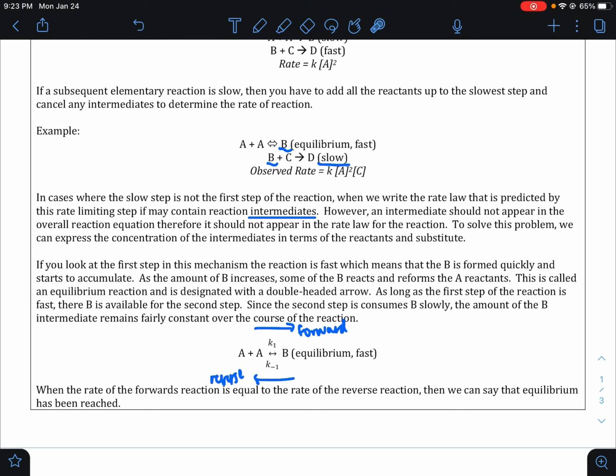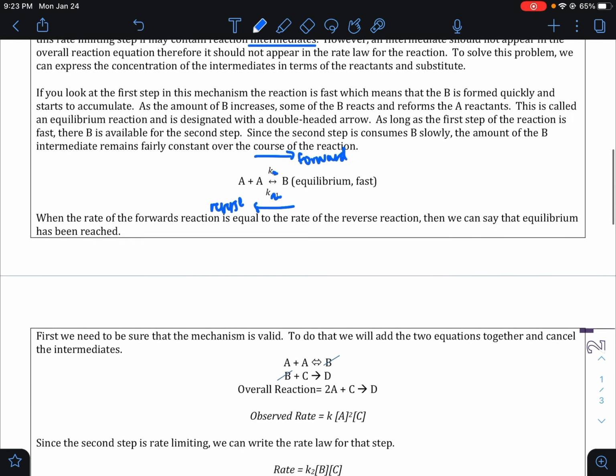But these are essentially the same, because the rate constant should not change for the reaction. So if it's freaking you out that it's K to the -1, ignore it. They're both K's here. They're the same exact thing.